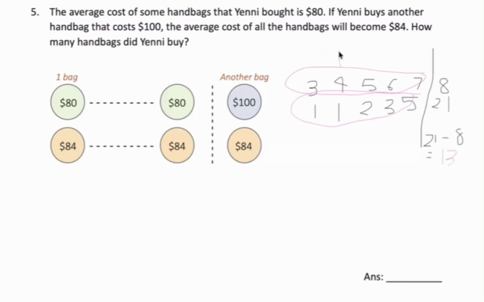Now, the total here is what? Let's add 3 plus 4 plus 5 plus 6 plus 7. 25. The total here is what? 10, 12, right? 25 minus 12, you will still get 13, right? See?